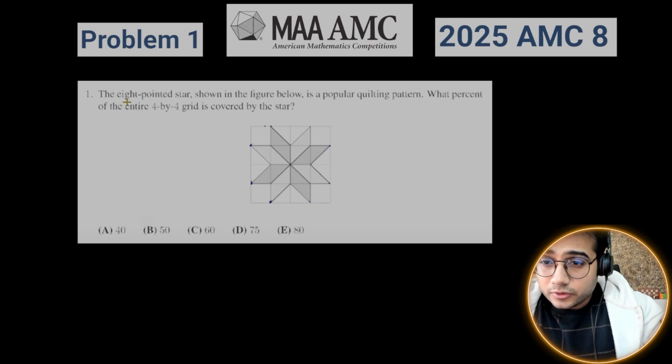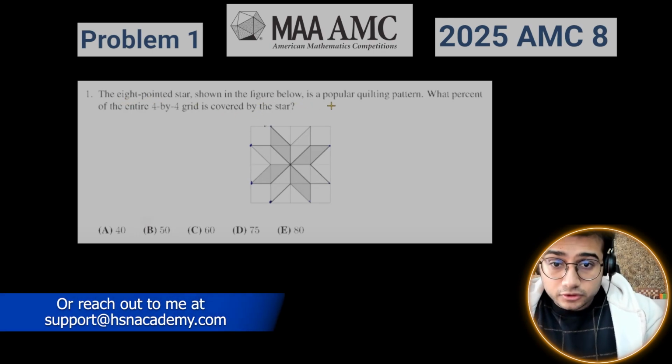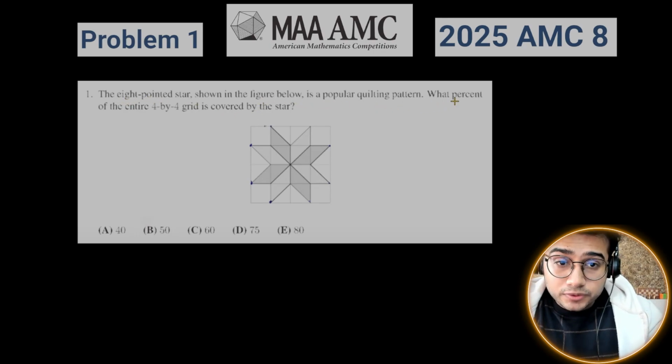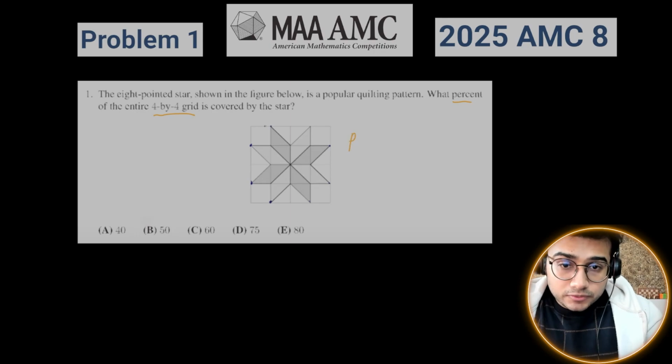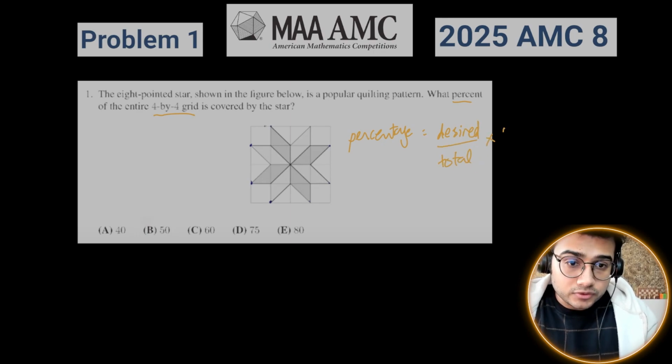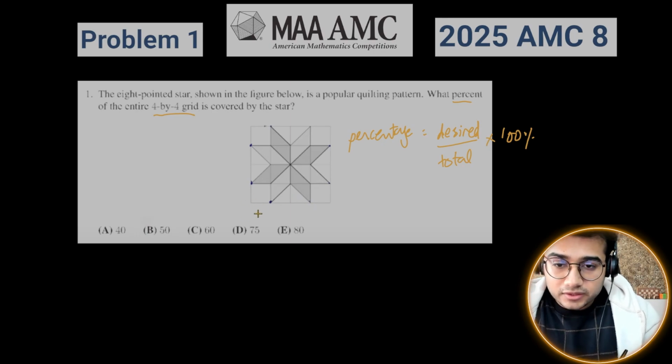They're saying we have an 8-pointed star in the figure below. What percent of the entire 4x4 grid is covered by the star? So we know that the percentage formula is desired over total times 100%. Since it's a ratio, it doesn't really matter what actual value you use. We'll just use a simple value. We'll just say that the boxes are 1 by 1.